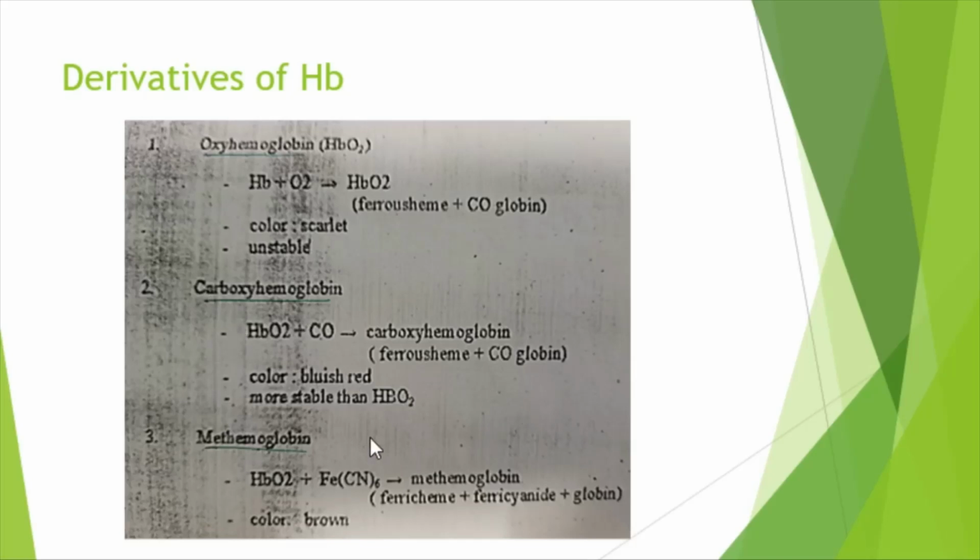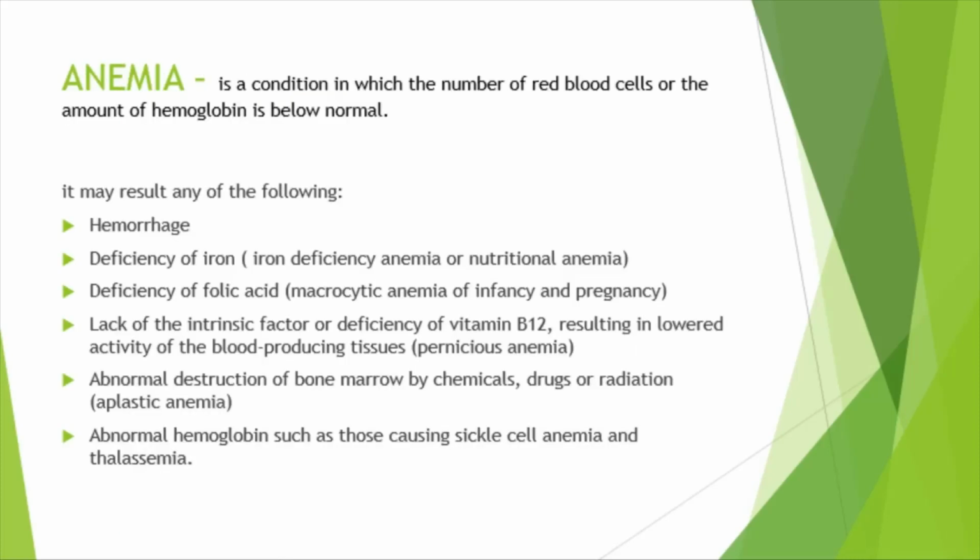Okay, during circulation of your blood, I should say. We have here your ferrous heme plus carbon monoxide becomes carboxyhemoglobin. It is bluish red in color and more stable than oxyhemoglobin. Then we have your methemoglobin. We have here your ferrous heme and ferricyanide, and it yields methemoglobin. The color of this is brown. So those are the derivatives of your hemoglobin.